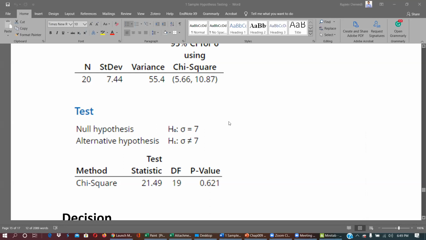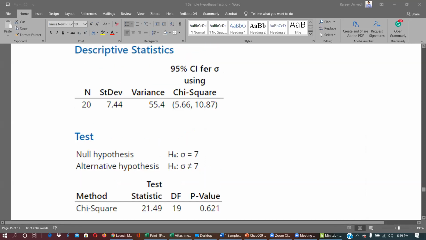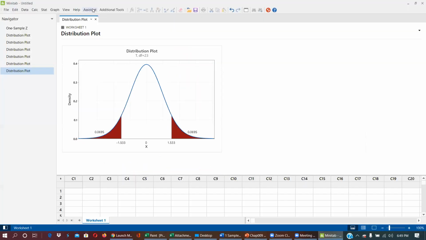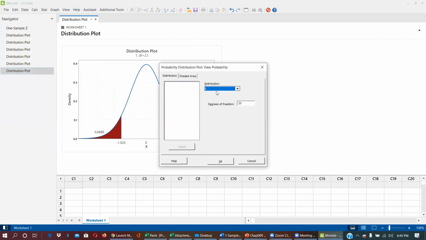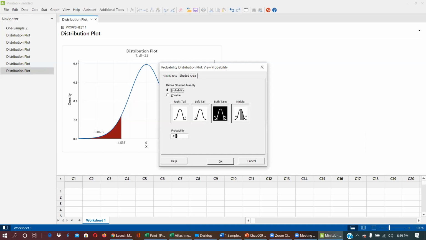Accept null. So look into this. Test statistic is coming 21.49, 95% confidence. Let me go on Minitab, graph, probability distribution. Okay, I need chi-square here. What is the degree of freedom? I think 19 because 20 is the sample size. Shaded area, we need 5% probability here, 0.05.